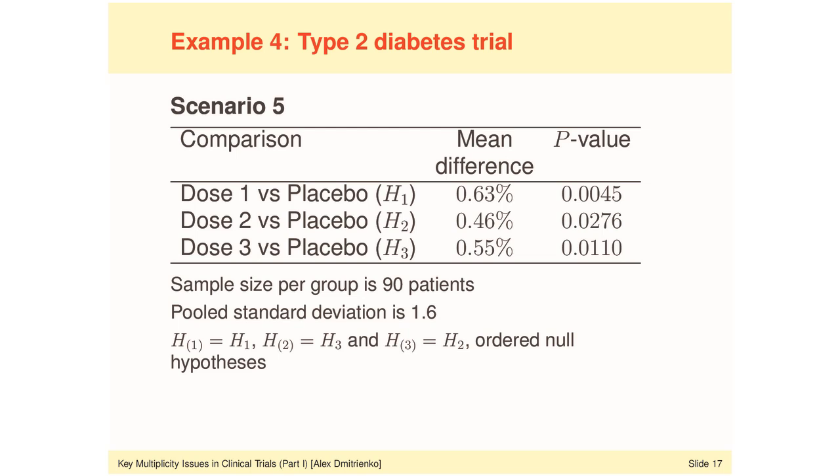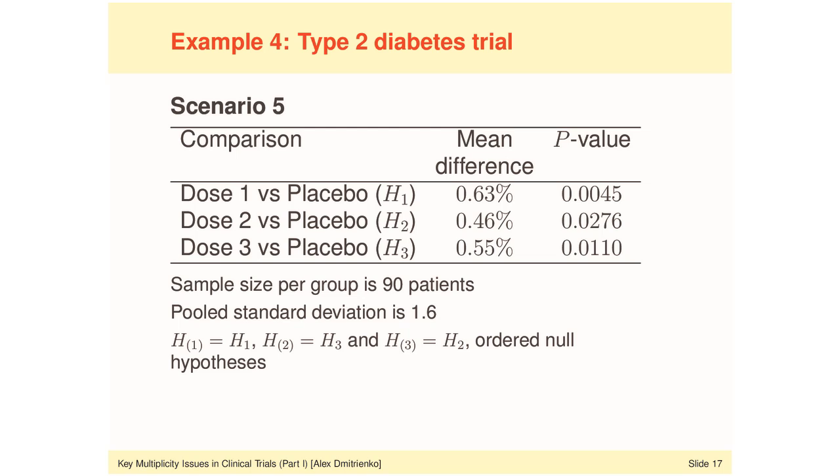And to remind you, the primary endpoint in this type 2 diabetes trial is the change from baseline to week 24 in hemoglobin A1C, and it is expressed in percentage points. And the values that you see in this table are the mean differences between each dose and placebo based on this endpoint, and a larger value of this mean treatment difference indicates a beneficial treatment effect.